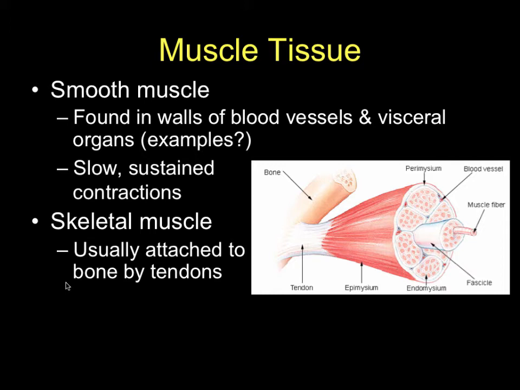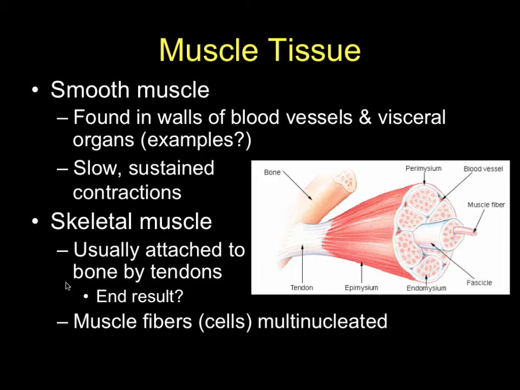Skeletal muscle, on the other hand, is striated. It's voluntary. Typically, you see connections between muscle and bone through tendons, like we talked about back in the last section of lecture. In some cases, you can have muscle attached directly to the periosteal layer of the bone, the outer layer of the bone directly. But more typically, we're going to see connection via tendons between muscle and bone. The end result of this is, of course, movement.